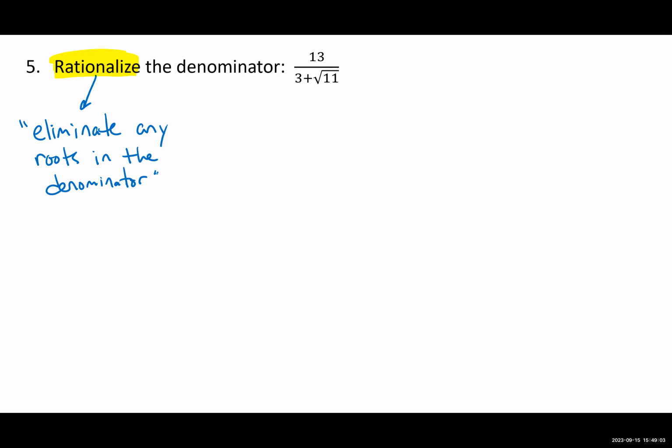All right, the word rationalize means get rid of any roots, square roots, third roots, fourth roots, whatever the degree is. No roots on the bottom of a fraction. So we've got to get rid of that square root of 11. Now, we can't do the same thing we did in the last problem because of that 3, right? We have 2 terms on the bottom here, 2 terms.